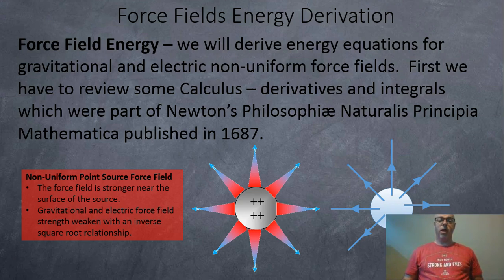So just recall a non-uniform point source force field. We pretend that the force field originates from the central point of an object. Really, though, you can only access it from the surface of the object and outwards. And it's strong at the surface and really weak when you move far away. So either for gravity or electric, doesn't matter.